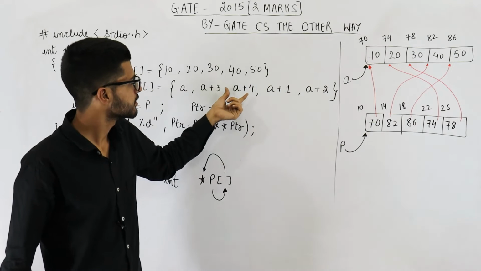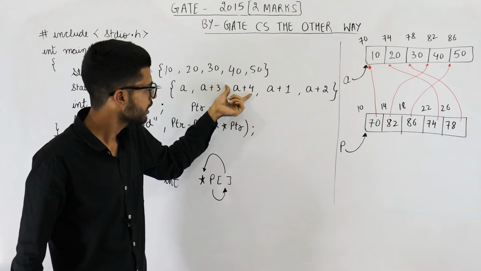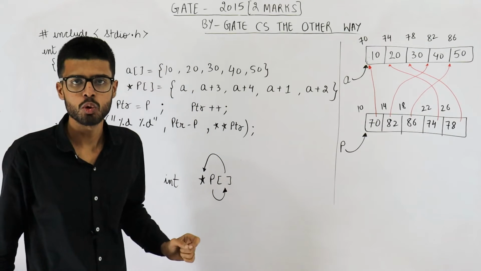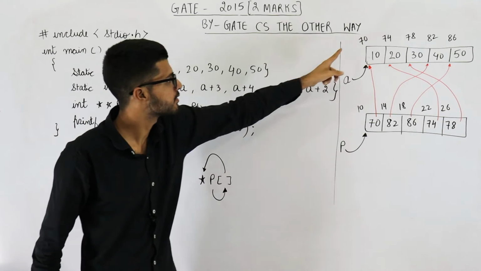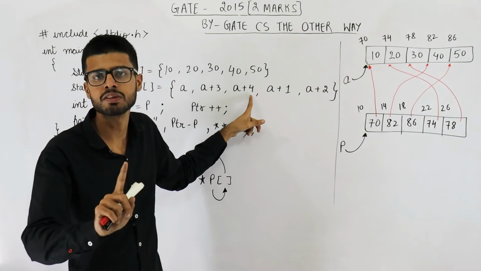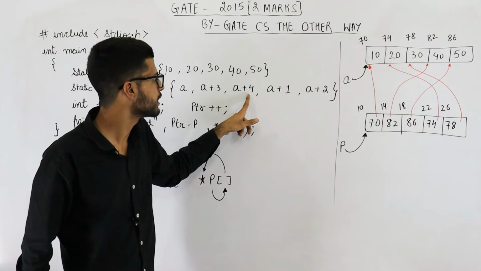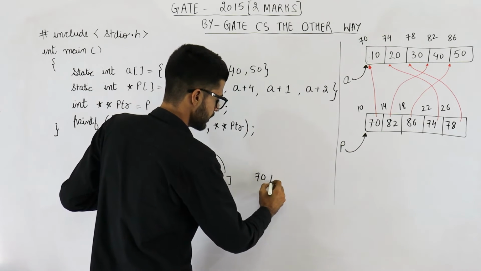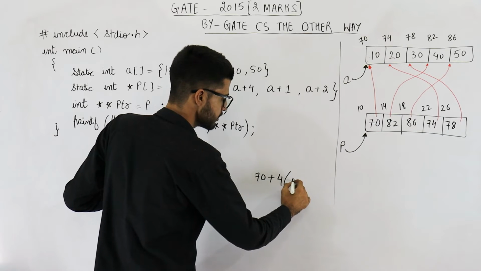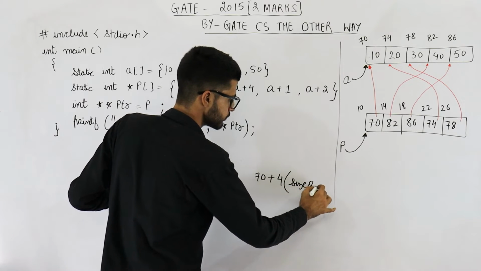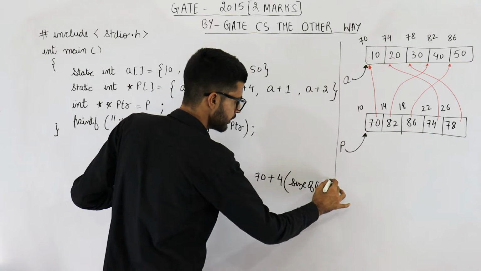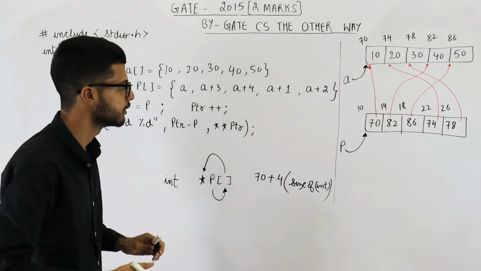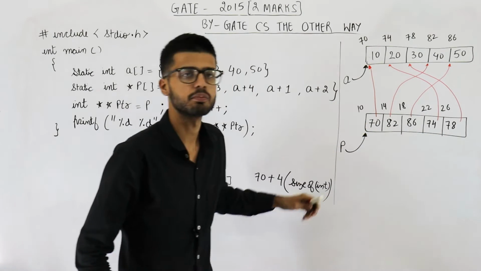Let us take this example, A plus 4. I want to say that in each of these, you have to solve it according to pointer arithmetic. If A is 70, A plus 4 will not be 74. A plus 4 means A, that is 70, plus 4 into size of int. Okay, this is pointer arithmetic. That means from address A, skip 4 integers. Okay, that is how we get all of these numbers.